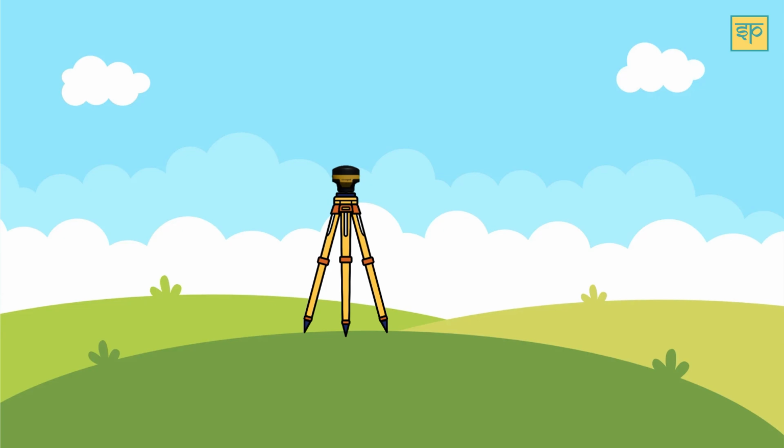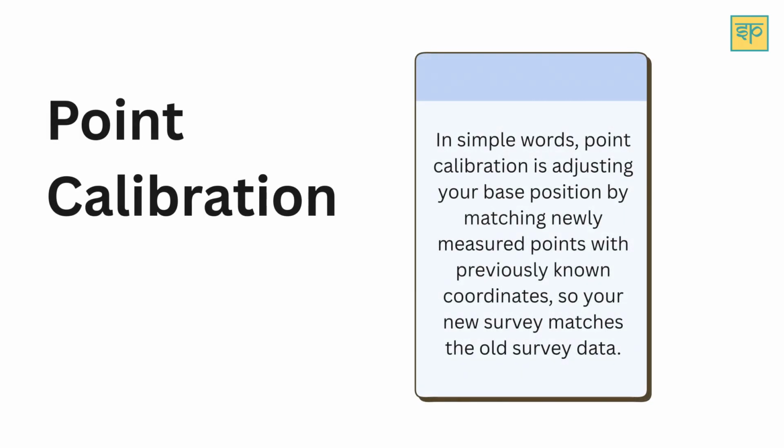Point calibration is used when you don't know where the previous base was set up, but you have some known points from an earlier survey. A new surveyor can use those known points to align the current setup with the old data. In simple words, point calibration is adjusting your base position by matching newly measured points with previously known coordinates, so your new survey matches the old survey data.